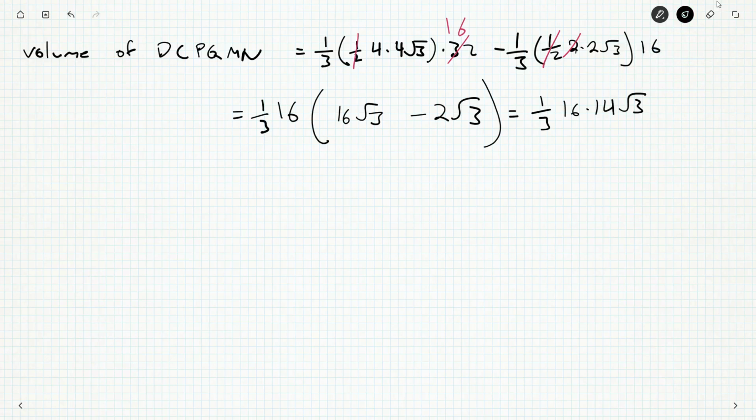I would keep the root 3 on top. Don't divide the 3 and the root 3 to get a root 3 on bottom. It's less elegant. We want to rationalize it. We try and keep the denominator as integers, positive integers specifically.